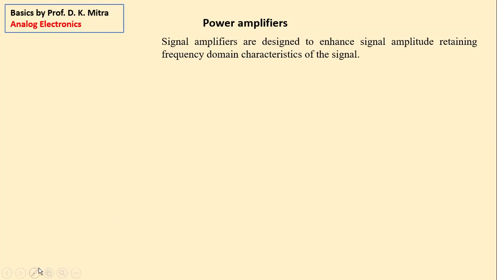Here, you see, signal amplifiers, that means the amplifiers that we have already discussed, enhance the signal amplitude or signal voltage level, retaining the entire frequency domain signal characteristics. That means if the input is maybe a vocal song of a famous artist, the output should be exactly representing the input, only a little bit louder. The entire characteristics of the music and sound must be retained.